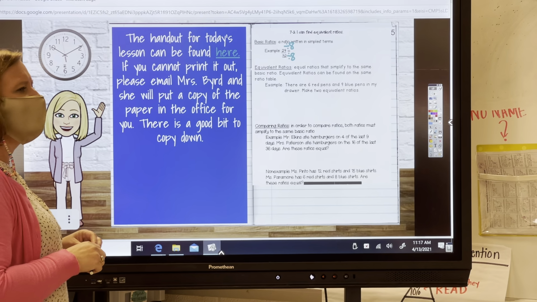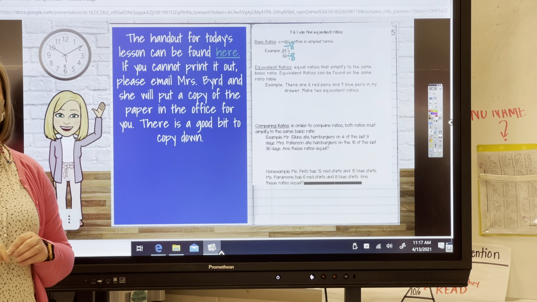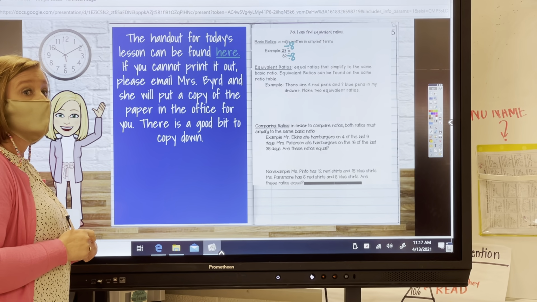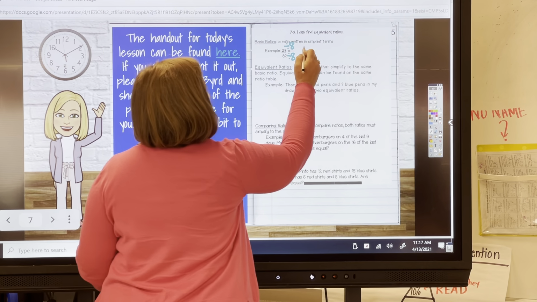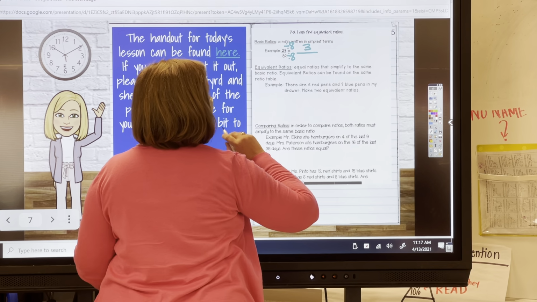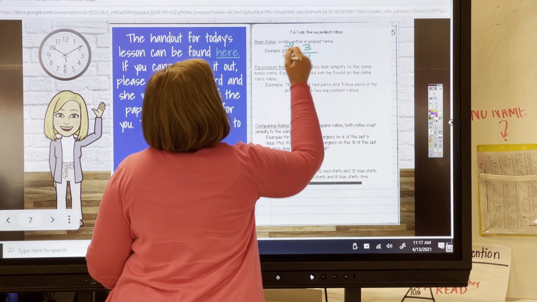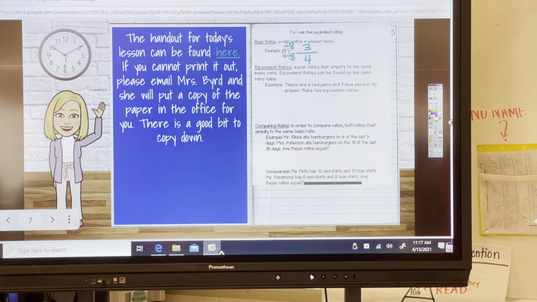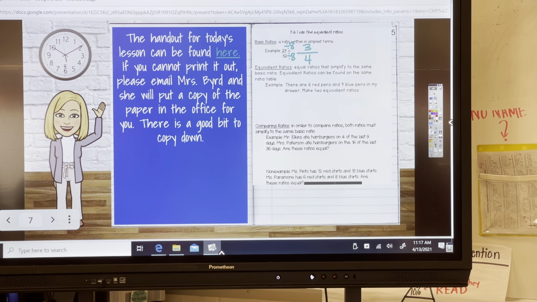All right, 24 divided by 8 is 3. 32 divided by 8 is 4. Okay, so now we have 3 to 4. Anytime you are finding equivalent ratios, you need to find the basic ratio every time, okay? If you don't find the basic ratio, you are going to struggle trying to find the equivalent ratios.